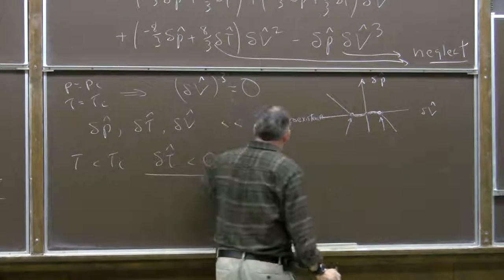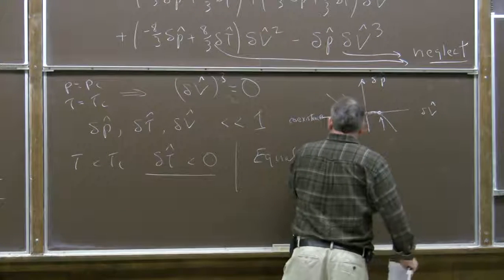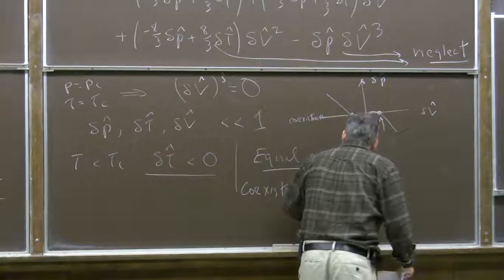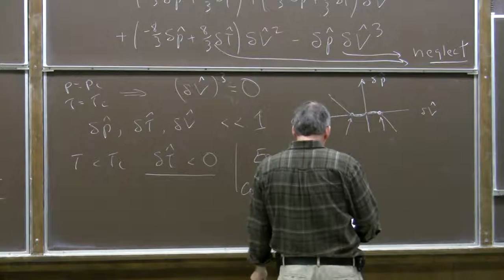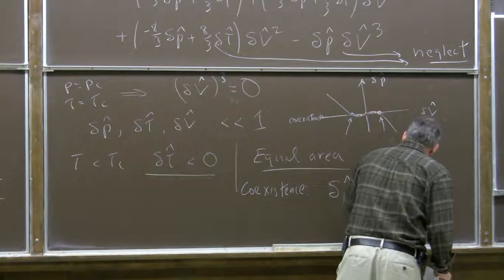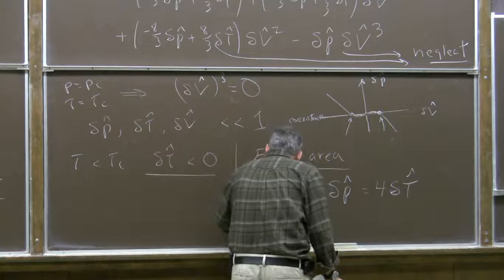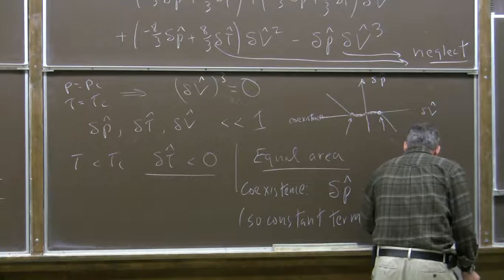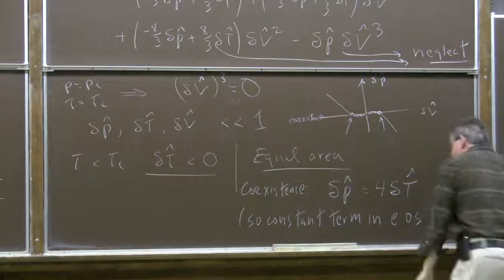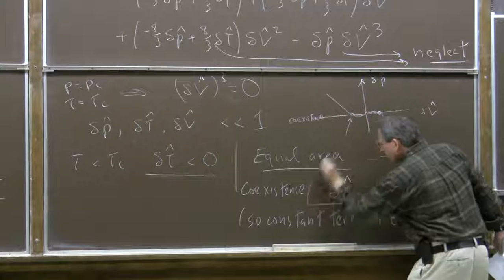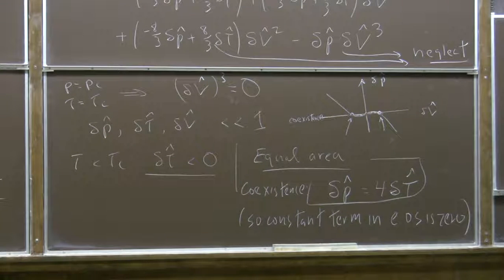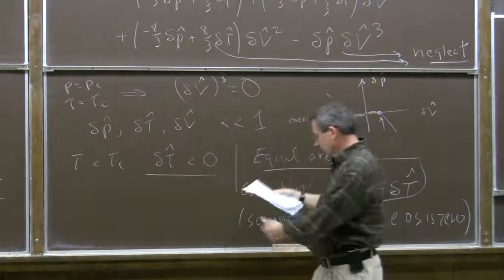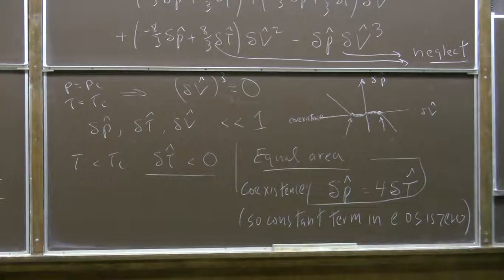So equal area tells us that the condition for coexistence is to choose delta p hat to be equal to 4 delta tau hat. So the constant term in the equation of state is 0. So now I know at coexistence what delta p hat is, and that means I can find the coefficient of delta v hat on the right-hand side of the equation when the condition for coexistence is satisfied.